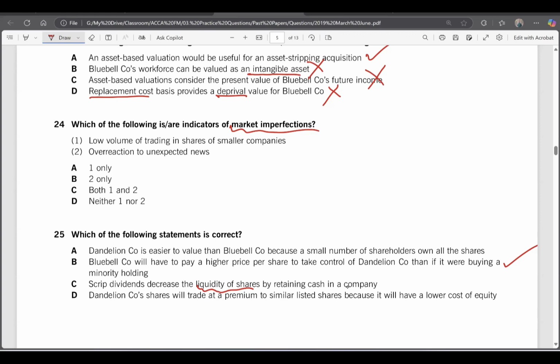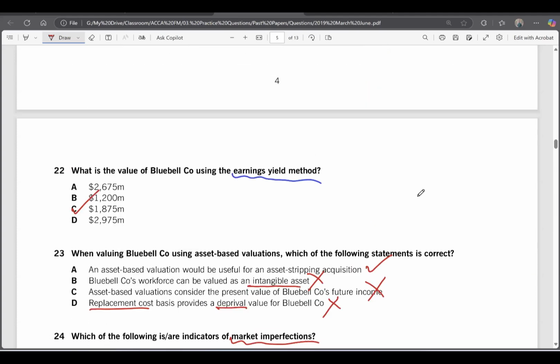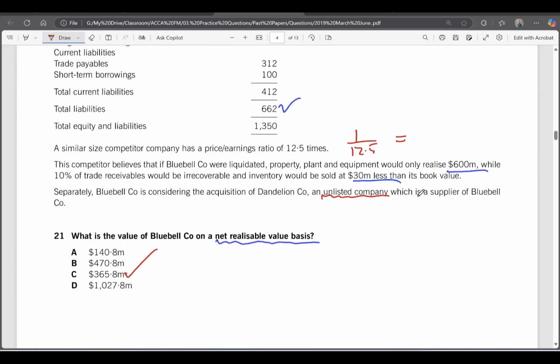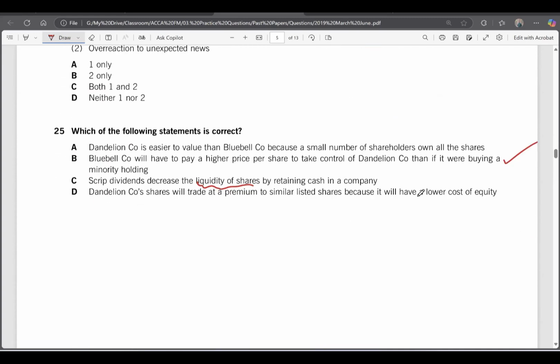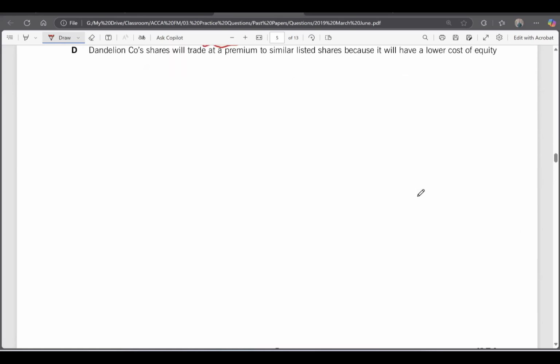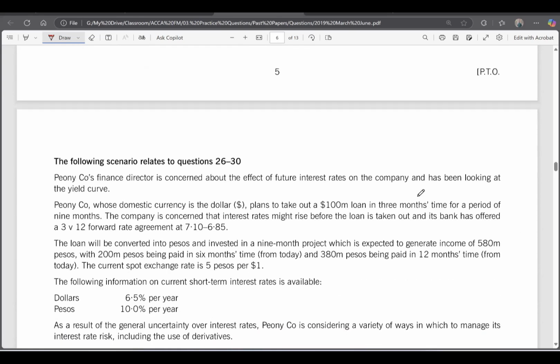No. D-Co does not have a lower cost of equity. Why? Because D-Co is clearly mentioned as an unlisted company, sorry. So how could we say that their risk is similar to the other quoted company in the industry? No, it's not. D-Co is an unlisted company, so definitely it has more risk as compared to other listed company. So the last statement is also incorrect. So in that case, the correct statement will become the statement number B.